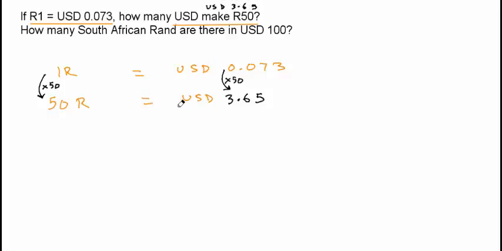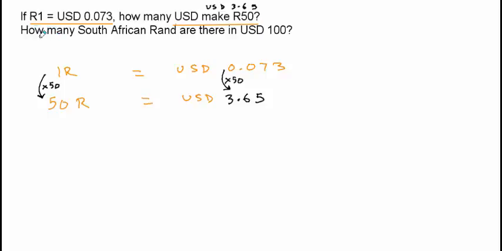Note that you could have still used the idea from the previous problem to find this one out. So you could have multiplied 50 rand with 1 and replaced the 1 with USD 0.073 over 1 rand. So that amounts to multiplying 50 with 0.073. That's exactly what I have done. This more or less comes from common sense. If 1 is this, 50 is going to be this times 50.